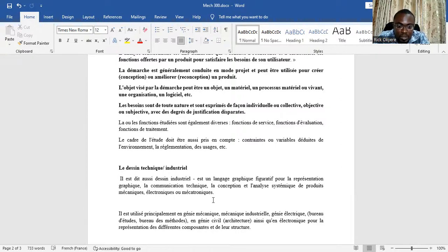Il est dit aussi dessin industriel. So it's either dessin technique or dessin industriel. So it's la même chose. They are the same thing. You can even call it dessin technique or dessin industriel.